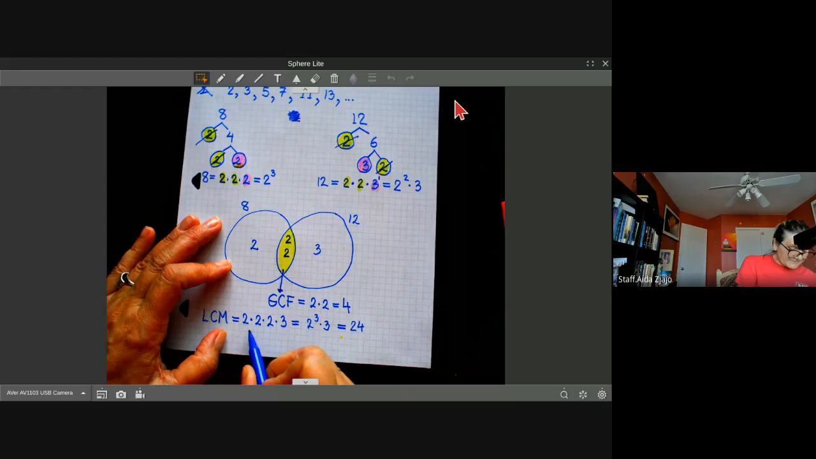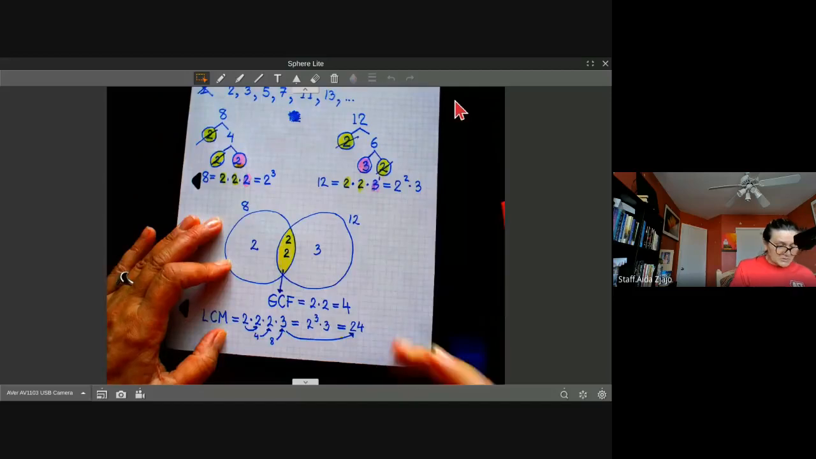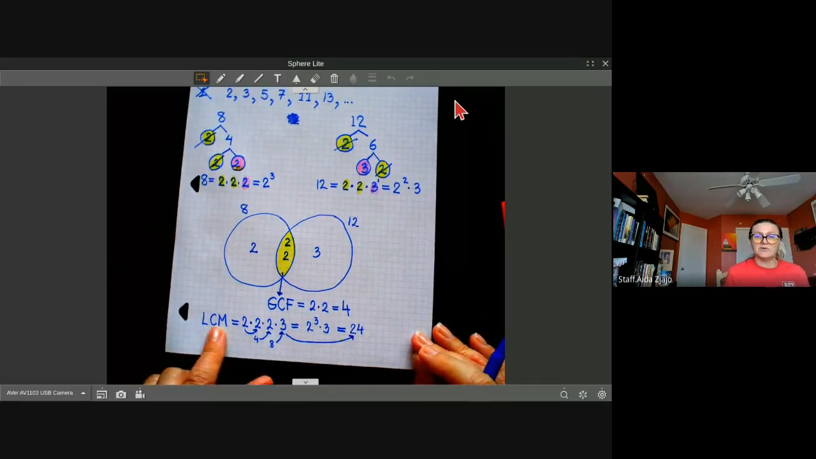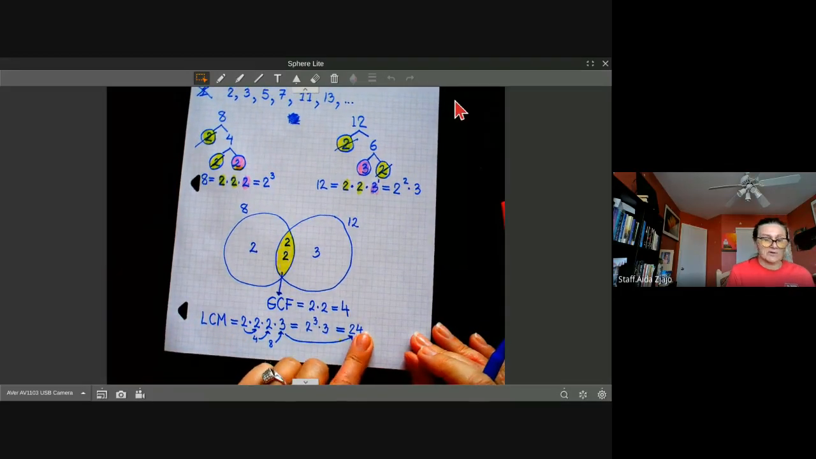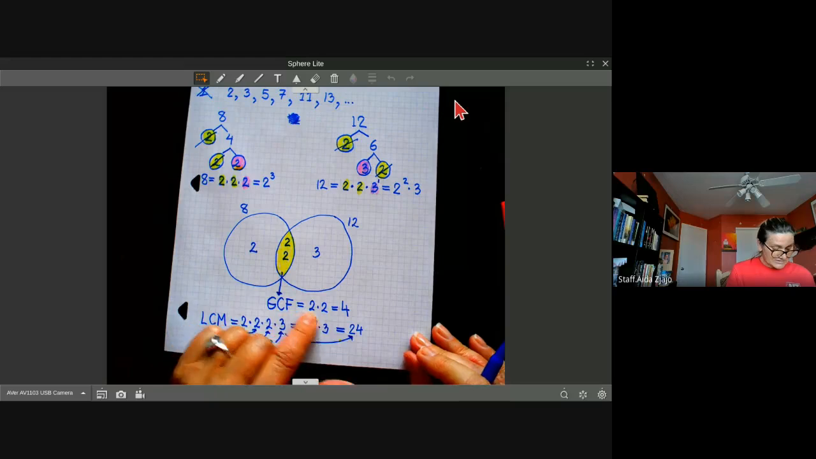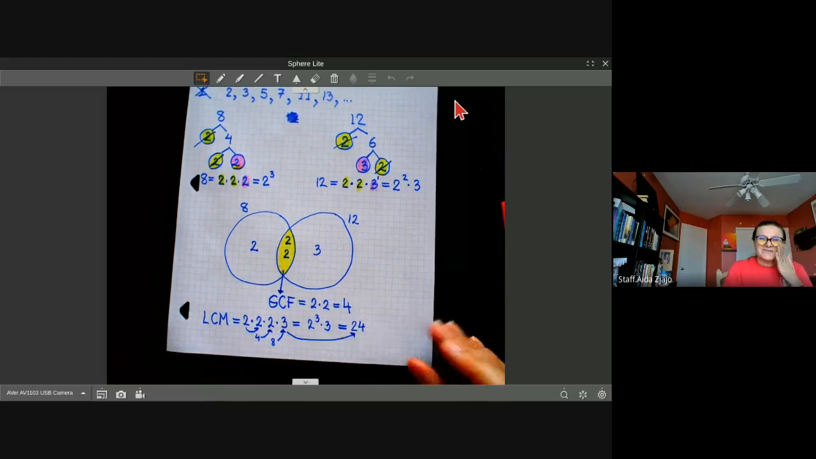Alex. Excellent. Look what we did. 2 times 2 is 4, and then 4 times 2 is 8, and 8 times 3 equals 24. There you go. So we know that the least common multiple is 24, and the greatest common factor is 4. So the question is, why do we have to know it?